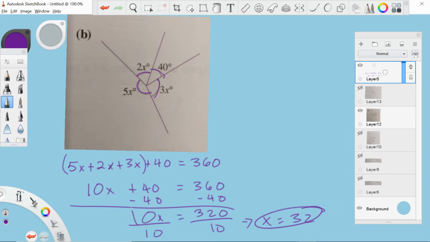Okay, so very similar to the last problem, but we just have to remember that all the angles that surround a point add up to 360. 360 is one full rotation. Okay, so that's it for that problem.